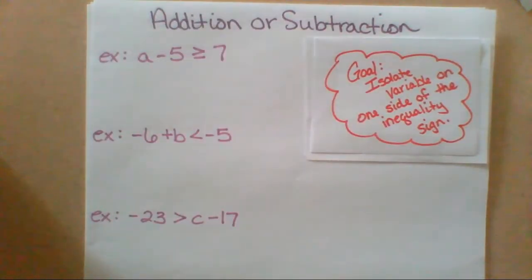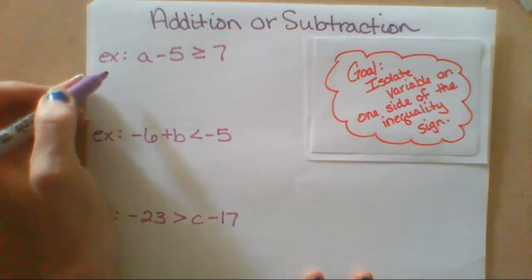Let's start by adding or subtracting. So here I have three different examples. Let's go and work them one by one. And remember, our goal here is to isolate the variable. We want the variable on one side of that inequality statement, whether it be on the left or the right. It needs to be all by itself, guys.